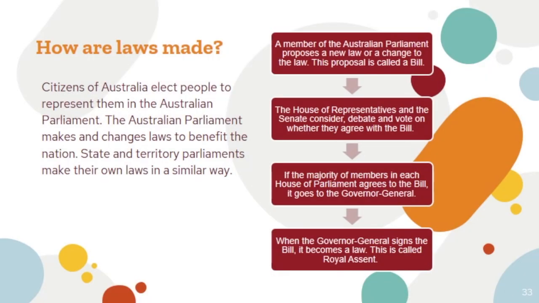Citizens of Australia elect people to represent them in the Australian Parliament. The Australian Parliament makes and changes laws to benefit the nation. State and territory parliaments make their own laws in a similar way.